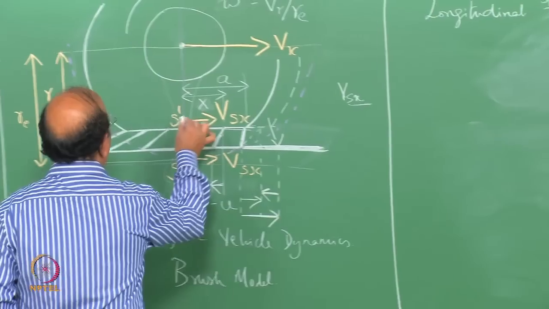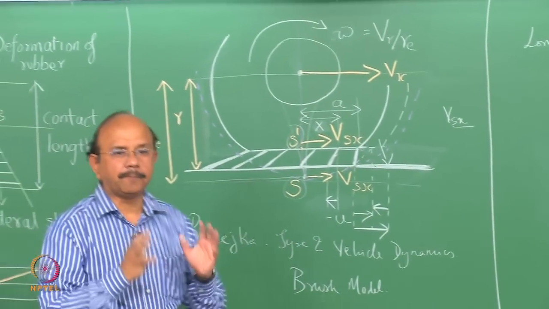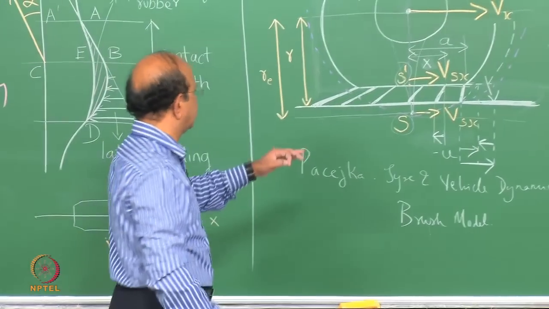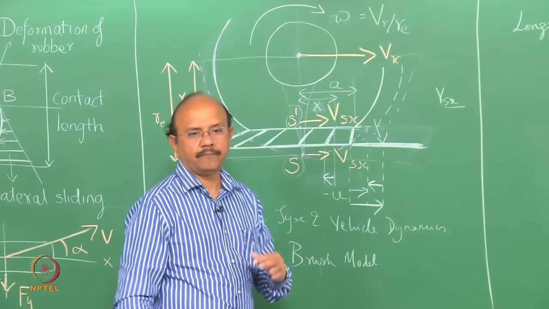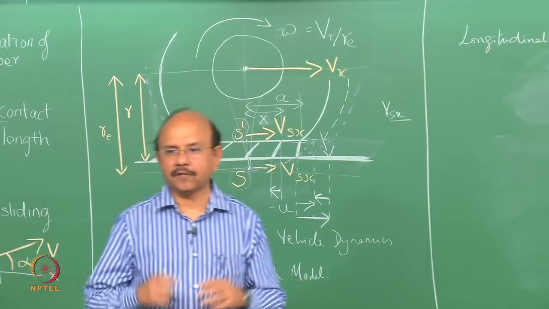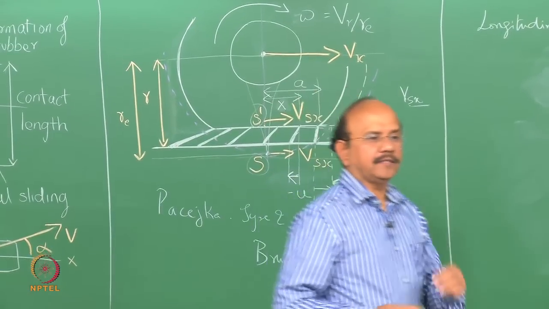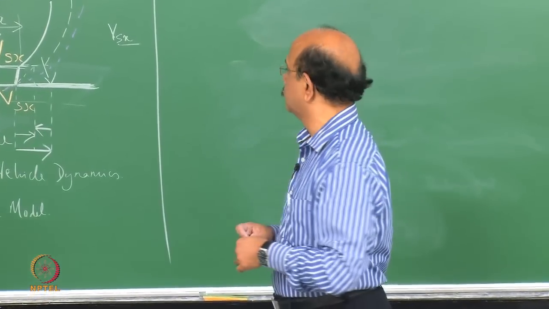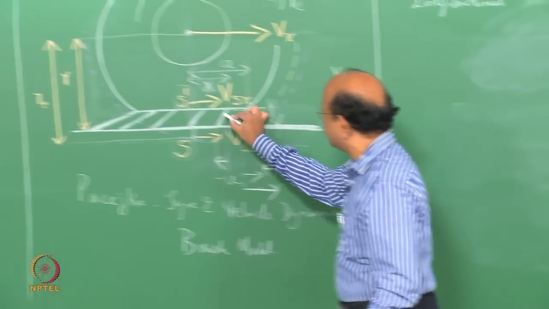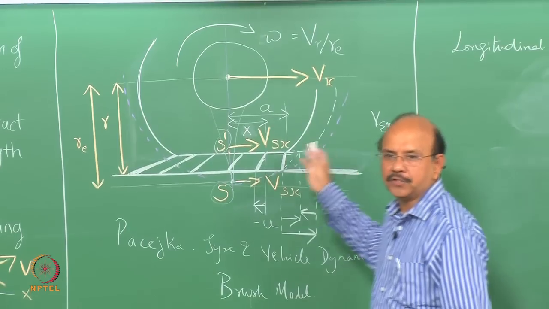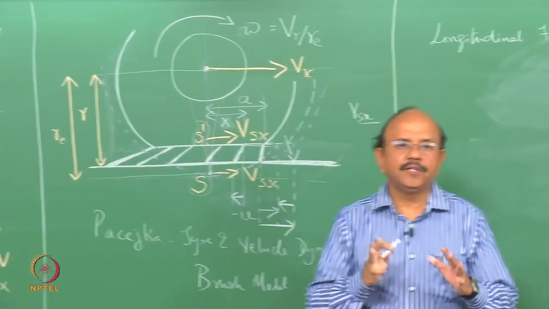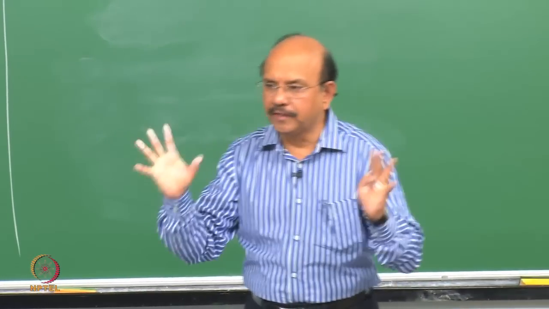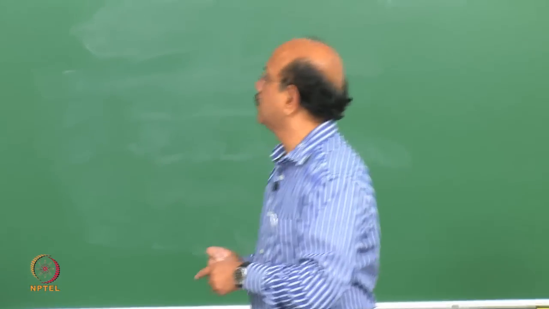Let's say that S prime is a physical point. It's a point in the tire which moves with the same velocity as that of S. We assume that these bristles which are sticking out, though we have discrete bristles, you can actually assume that they are continuous, but continuous bristles do not give that physics, and so later, when we integrate, we will make it continuous.